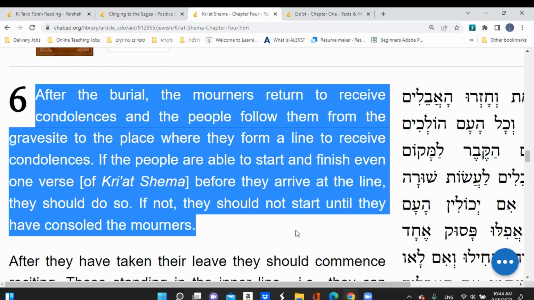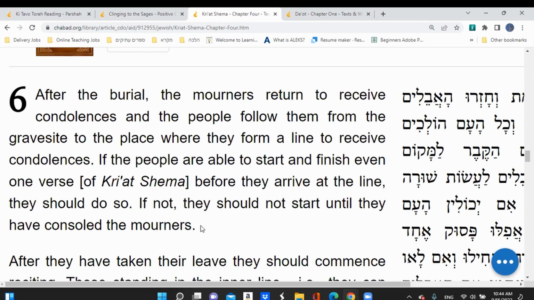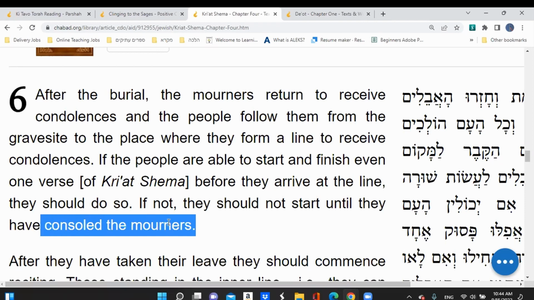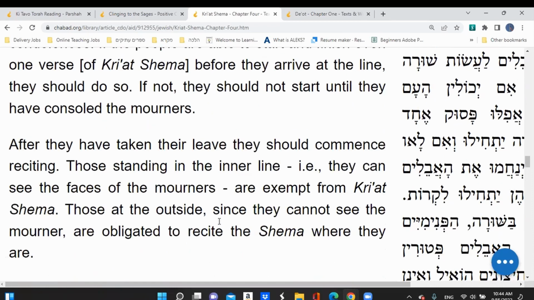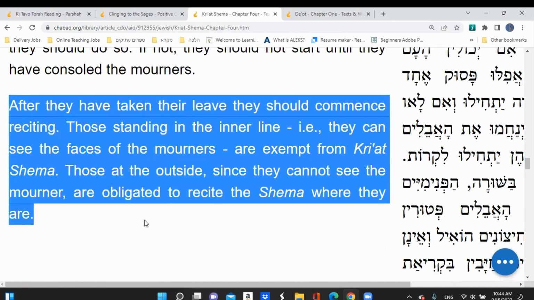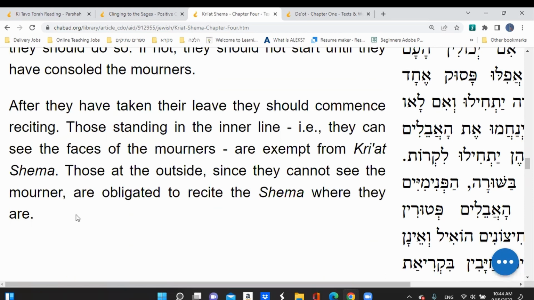After the burial, the mourners return to receive condolence and the people follow them from the gravesite to the place where they form a line to receive condolences. If the people are able to start and finish even one verse of Kriyat Shema before they arrive at the line, they should do so. If not, they should not start until they have consoled the mourners. All right, because it's a mitzvah, a commandment to comfort mourners. After they have taken their leave, they should commence reciting.